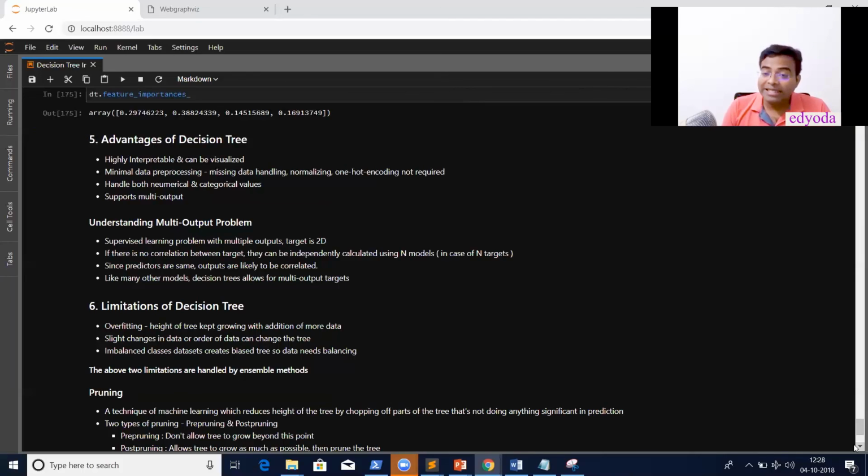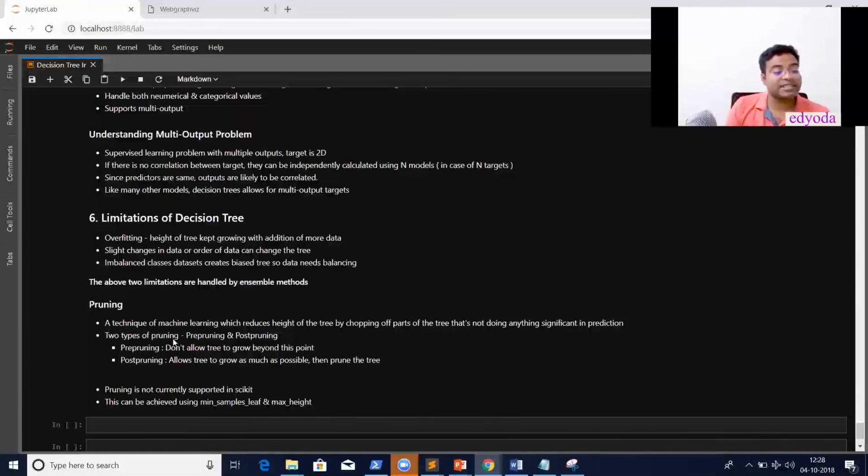Ensemble is another technique which will handle the first two situations. Fundamentally, decision tree has a concept of pruning, where you generate the tree, then you chop off some part from the bottom of it. There are two types of pruning: pre-pruning and post-pruning. Pre-pruning means you configure the height of the tree that you want, and you generate the tree based on that. Post-pruning means you generate the tree and chop off some parts from the tree.